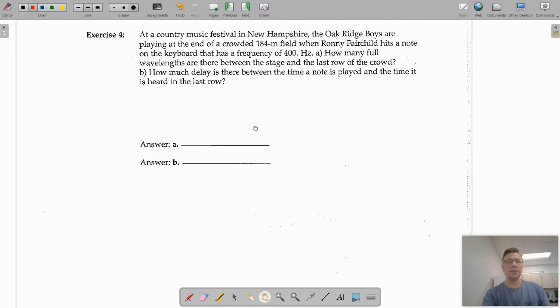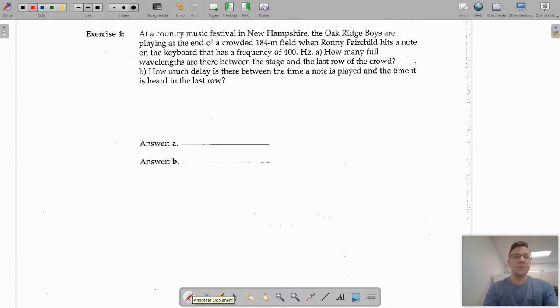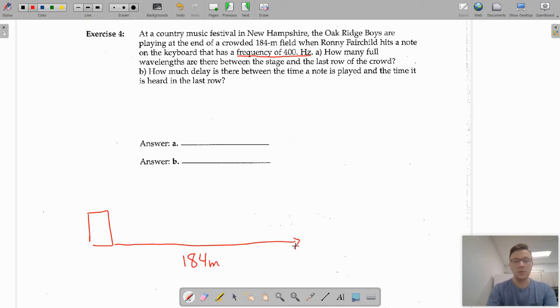And then in this last problem here, it says that at a country music festival, they're playing at the end of a crowded 184-meter field when Ronnie Fairchild hits a note on a keyboard that has a frequency of 400 hertz. Okay, so imagine, there's a stage right here. It's 184 meters to the back over here. And there's sound coming from up there. All right, frequency of 400 hertz. So we'll go ahead and write that in. How many full wavelengths are there between the stage and the last row of the crowd? So we're looking for wavelength here. In fact, what we're going to have to do is figure out what one wavelength is and then figure out how many full wavelengths there are in 184 meters. So we'll get to that.